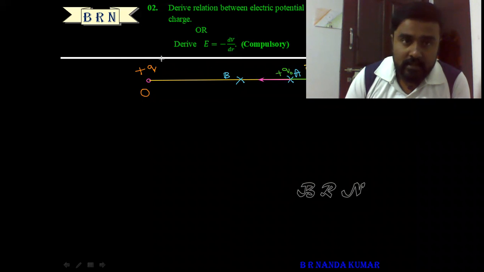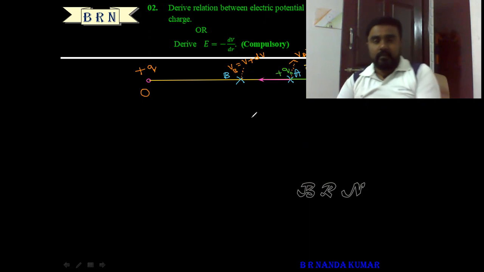So now consider the electric potential at point B, that is V plus dV, and the electric potential at point A, that is V, right?